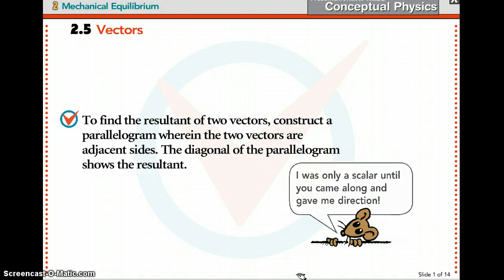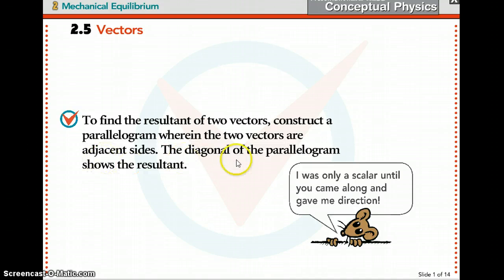Alright guys, we're going to look at section 2.5 here, and it's on vectors. One of the things that we're going to talk about is how to follow something called the parallelogram rule. So you see here it says to find the resultant. The resultant is when we combine two vectors, construct a parallelogram. So this word parallelogram is going to be a key word in here for us today.